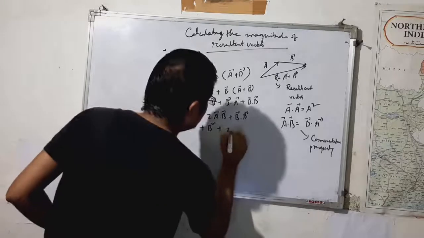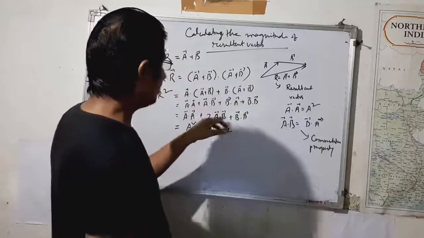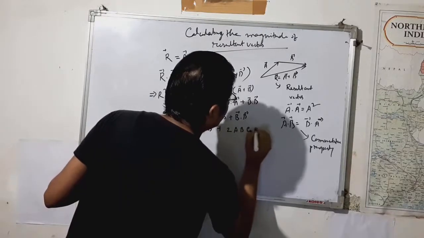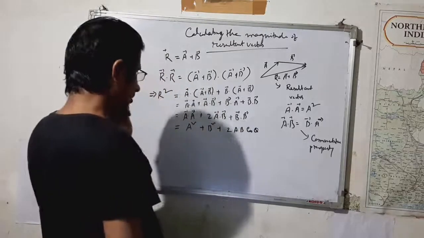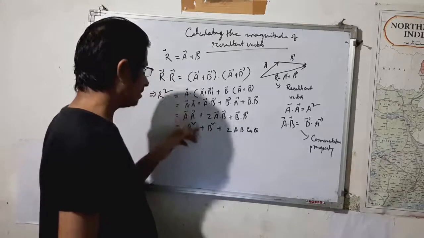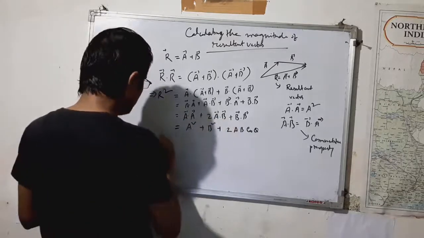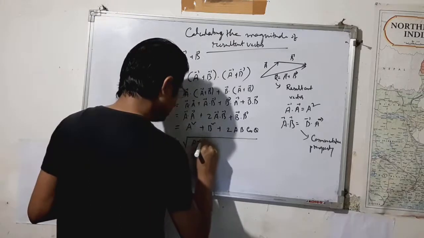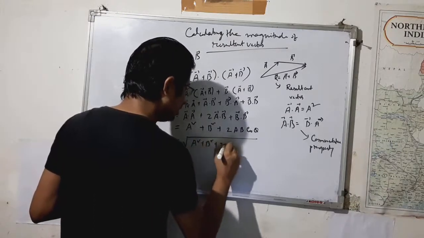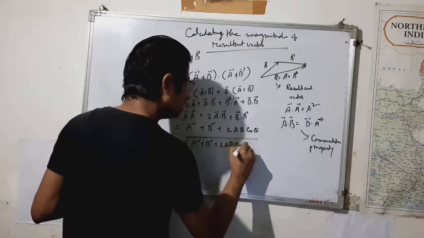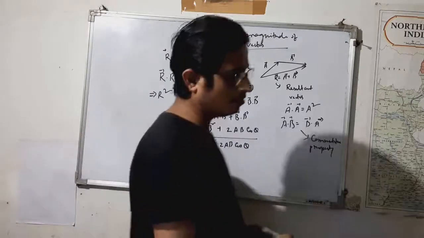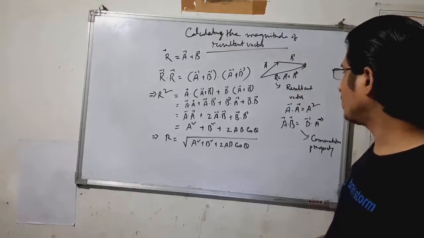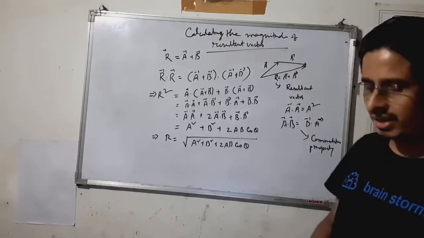Now the dot product A dot B equal to the magnitude of A, magnitude of B, cos theta. So R square equal to A square plus B square plus twice AB cos theta. So simply R equal to square root of A square plus B square plus twice AB cos theta, where theta is the angle between A and B. So in this way we can calculate the resultant of a vector.